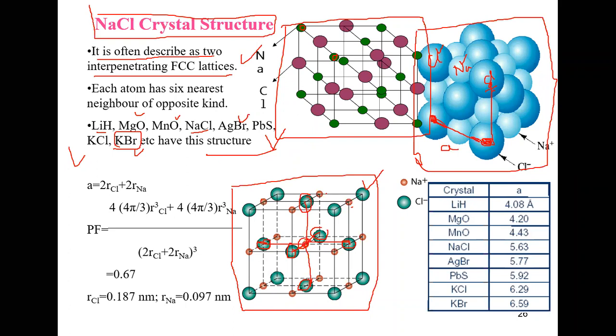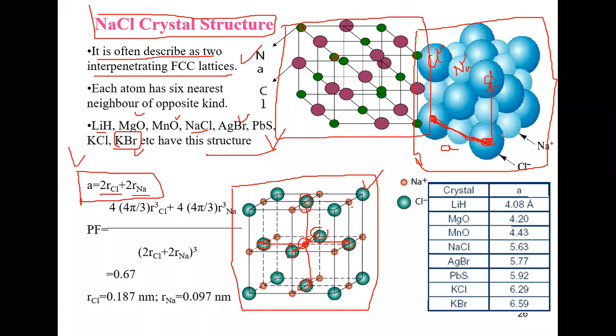So you have two chlorine radii, and it passes through the diameter of this sodium atom. So we can write a equals 2 R_Cl plus 2 R_Na. So that's the relationship between atomic radius and lattice constant in the case of a sodium chloride-like crystal structure.